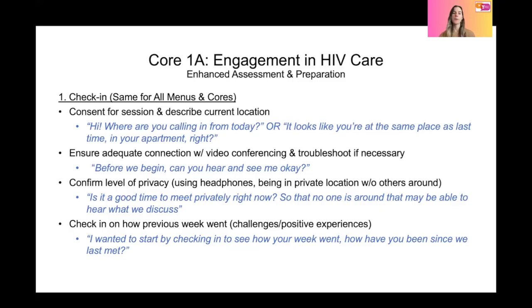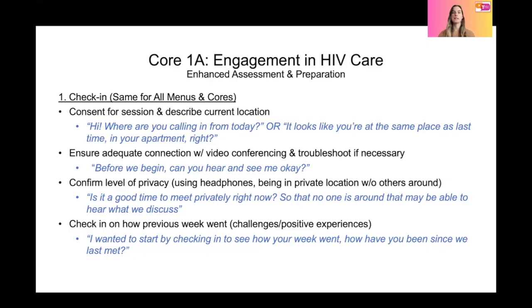And then I like to go in and check in on how their previous week went, how things are going, and just spend a few minutes. It doesn't have to be a long time, but just spending a few minutes seeing how their week went, how things are going since you last met, if there was anything that stood out to them from the last time that they met or that they wanted to continue working on.